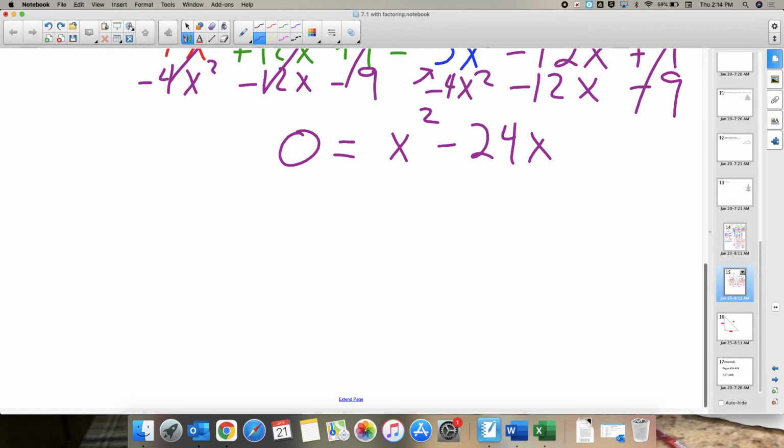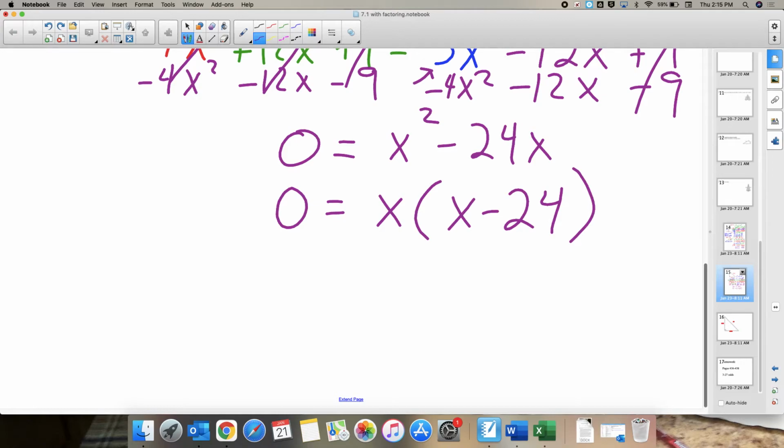So the first step, we set equal to 0. The second step is we look for that GCF. Well, in this case, we have a GCF of x. And we are left with x minus 24. Notice how we do not have an x squared anymore. We have factored this problem. We don't have to go through the whole AC grouping thing here.